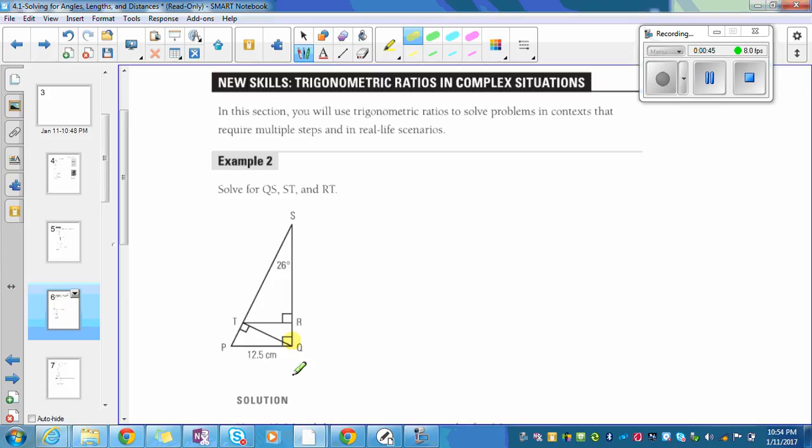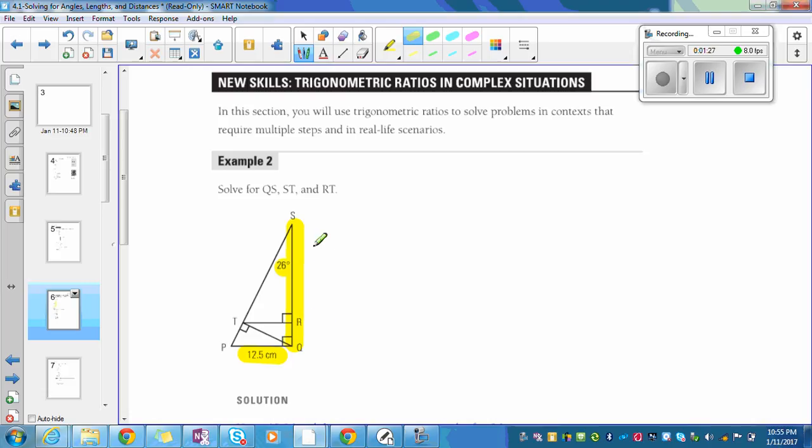A complex situation just means you're going to have to do multiple steps, solving some things so that you can move on to the next step to get what you want. So we're looking to solve for QS, which is right along here. QS is the length of the big triangle on the outside. And we actually know some key information. We know this angle S is 26, and we know this side length PQ. So realistically, we know an angle and a side length, which means we can solve for all the other side lengths in a right triangle.